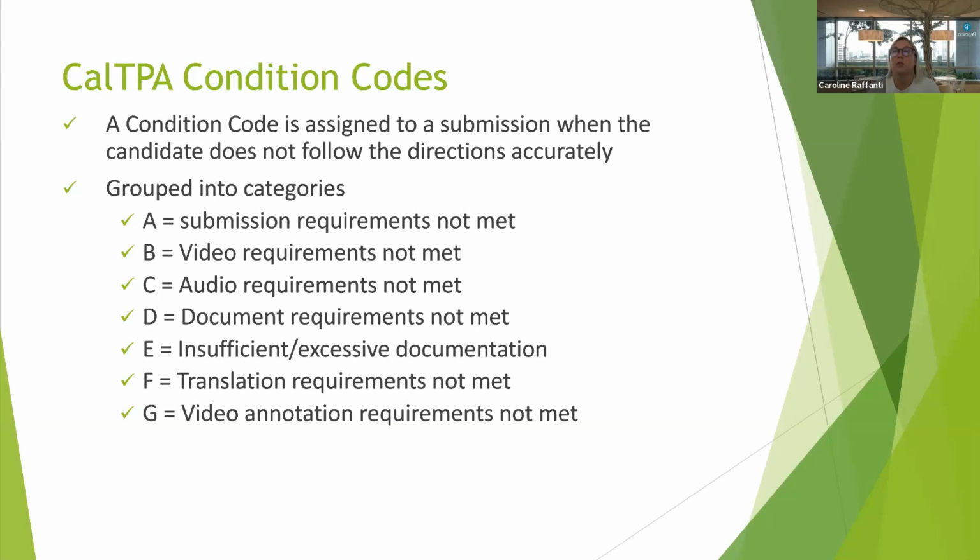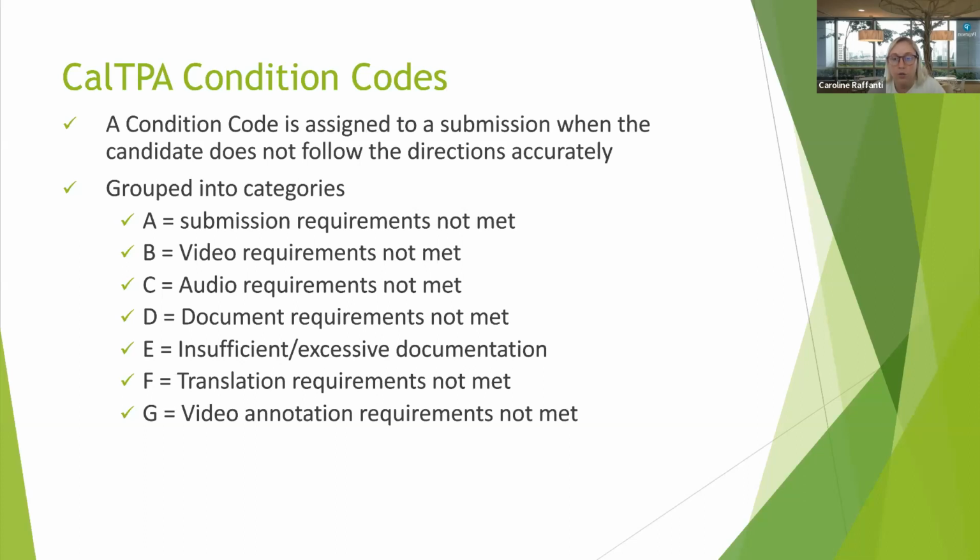But the updates to the condition codes from year 4 to year 5 were really done with the intention of reinforcing the idea that we want all the submissions scored whenever possible. So to do that, many of the condition codes were eliminated and many were clarified to be more specific, ultimately, in order to give the candidate as much information as possible as to what kept them from receiving a score on their submission.